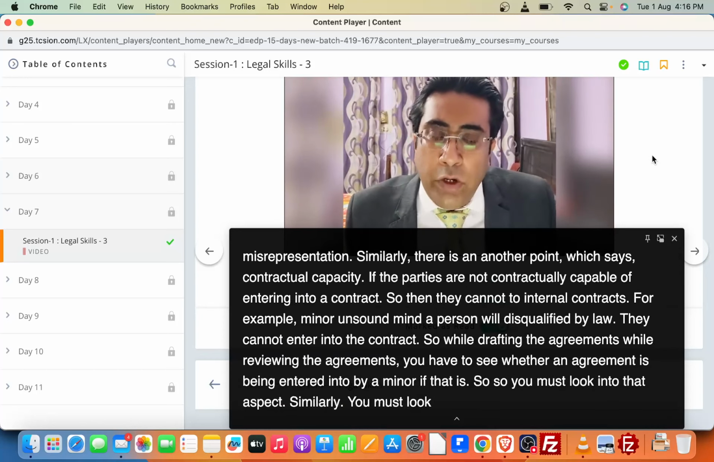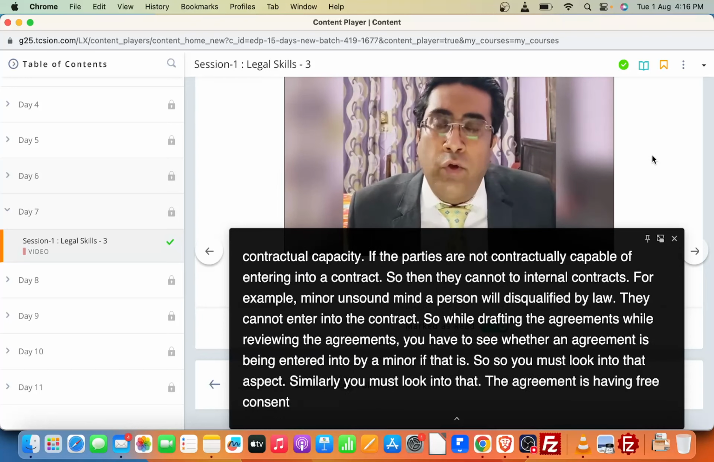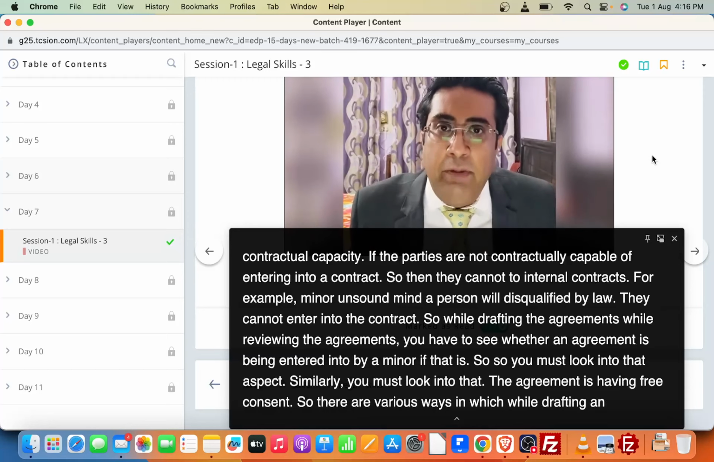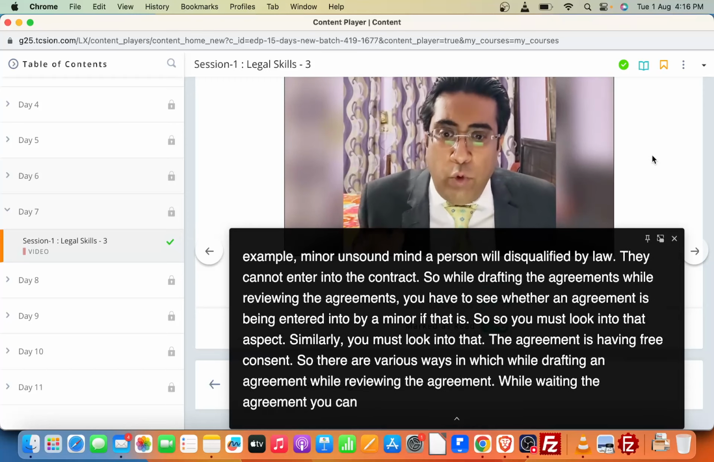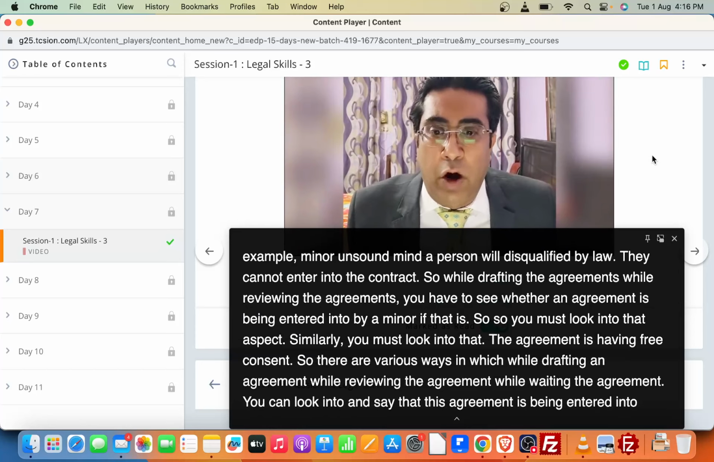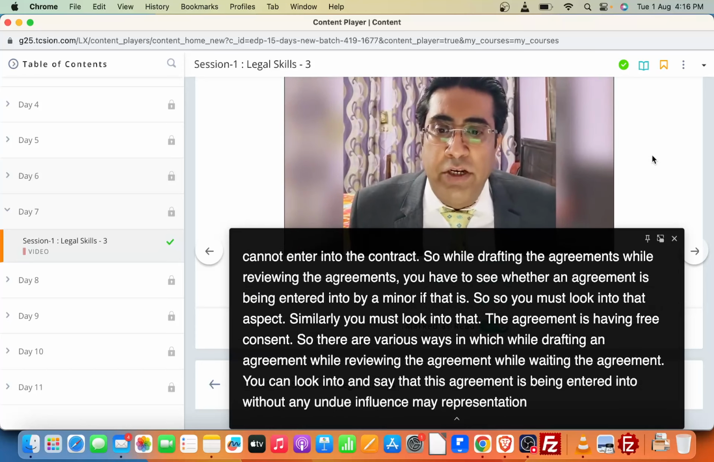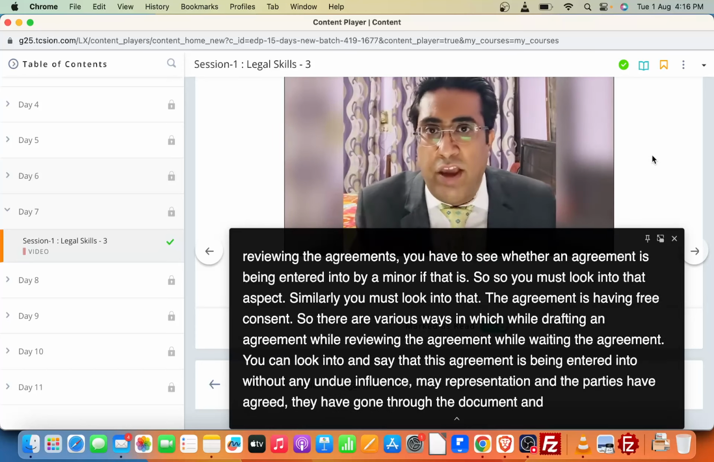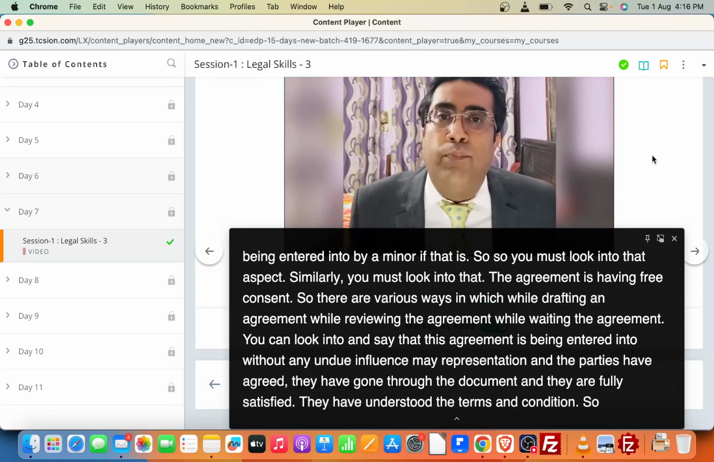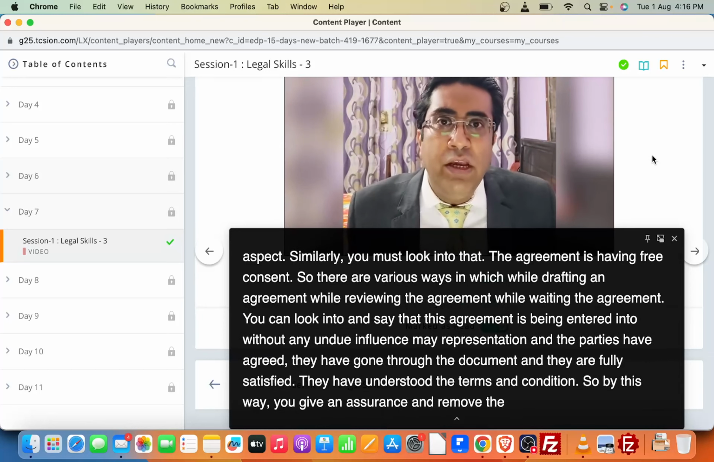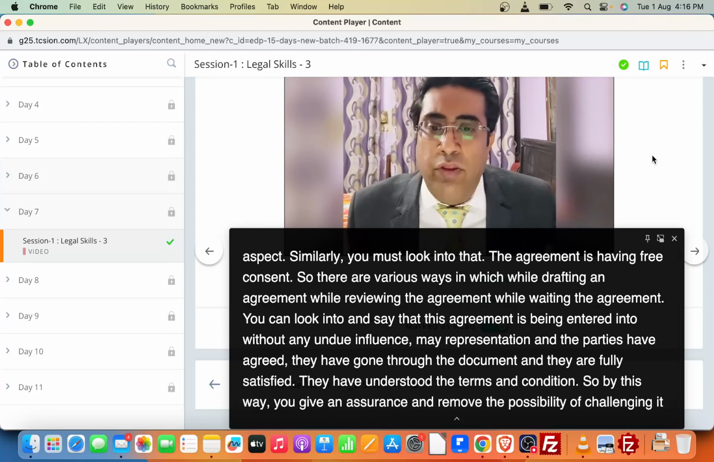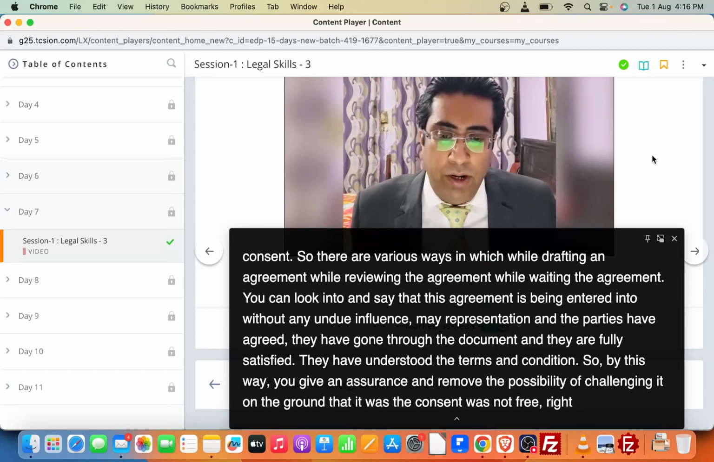Similarly, you must look into whether the agreement has free consent. So there are various ways in which, while drafting, reviewing or writing an agreement, you can state that this agreement is being entered into without any undue influence or misrepresentation, and the parties have agreed, they have gone through the document and they are fully satisfied, they have understood the terms and conditions. In this way, you give an assurance and remove the possibility of challenging it on the ground that the consent was not free, right? So let us go ahead.